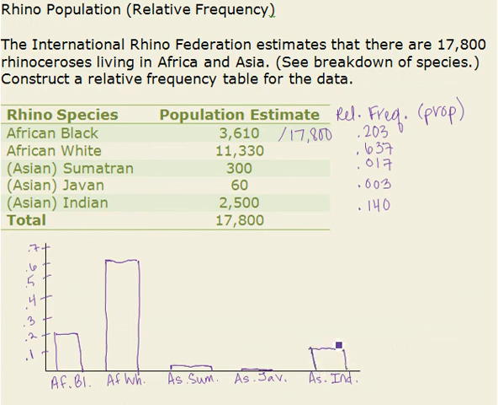somewhere around there. Now, because my scale on my drawing might not be exactly accurate, I could go ahead and write the relative frequency above each of these, especially because 0.017 and 0.003 are so teeny. And that's how you construct a relative frequency table.